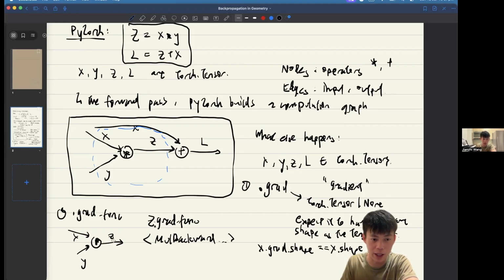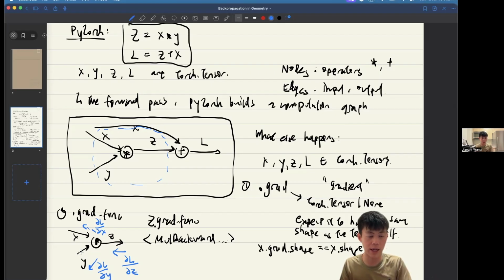In particular, in our case, in the backward pass, you can imagine that the gradient of the loss with respect to z is coming into this multiplication node. And what we want to happen is that the gradient should propagate into the inputs. So we want partial L over partial X to be propagated to the X edge, and we want partial L over partial Y to be propagated to the Y edge. This allows X and Y to both be updated.